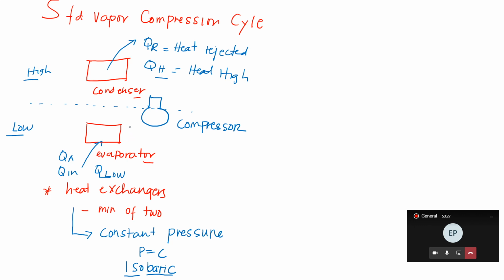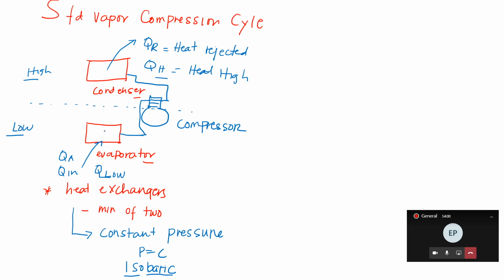It will have to pass through another component. Now, let me see. Yeah, this is the compressor, right? So this is the compressor, this is the suction, and this is the discharge, right? So let me put this here, okay?